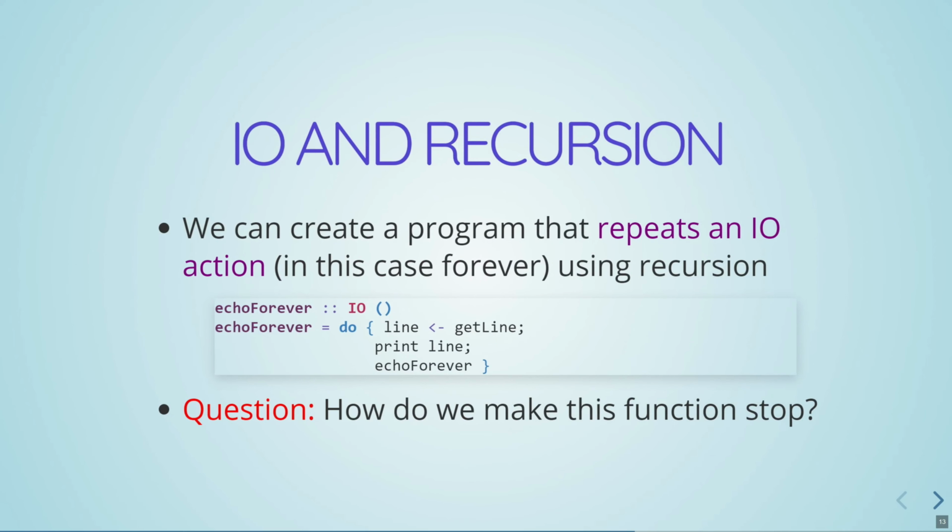Now you can also use recursion with IO like this. So take, for example, a function that would essentially work like GHCI, like a read, eval, print loop. We call these REPLs, okay? What it's going to do is read input, print that input, and then loop and just do the same thing over and over again. Okay, so this echo forever here would do this. And the way we would do it is with recursion.